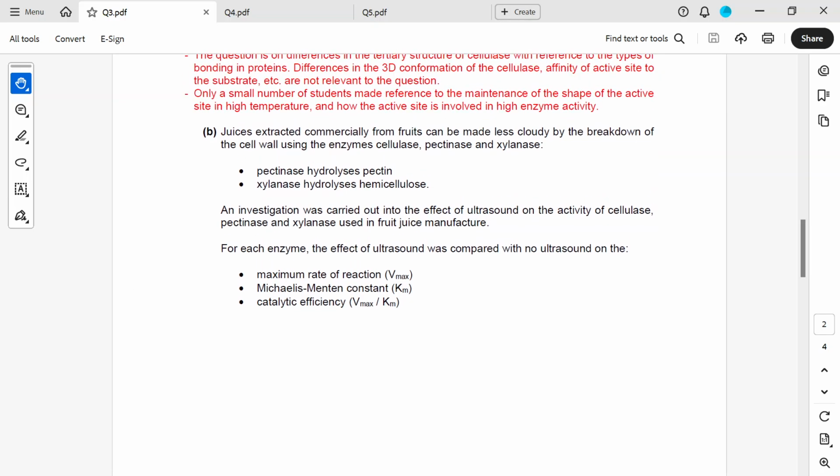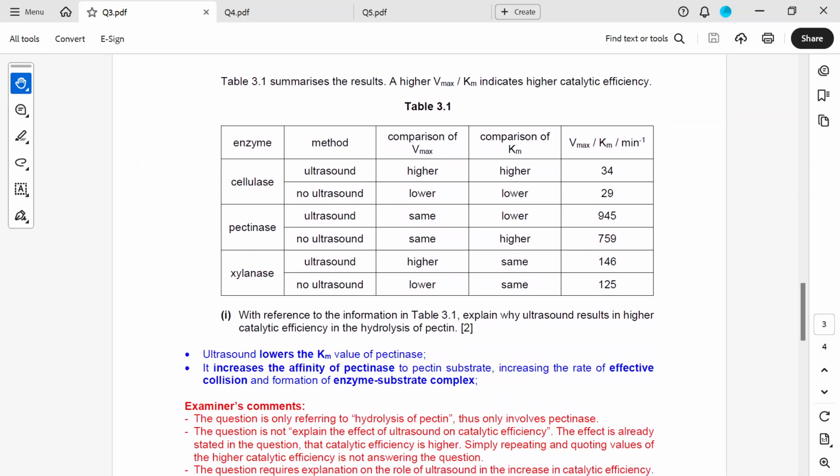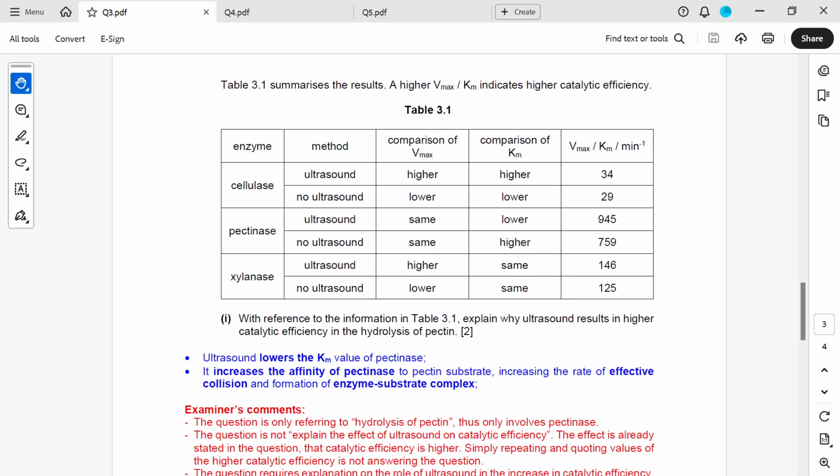So as mentioned in the information on top, pectinase is the one that hydrolyzes pectin, right here, as you can see my cursor, right? So only looking at pectinase, why does the ultrasound increase the catalytic efficiency? The question already said that the catalytic efficiency is higher with ultrasound, and you're explaining why the ultrasound makes it higher, right? The question is not asking you to describe the effect on the catalytic efficiency. The effect is already mentioned in the question, right?